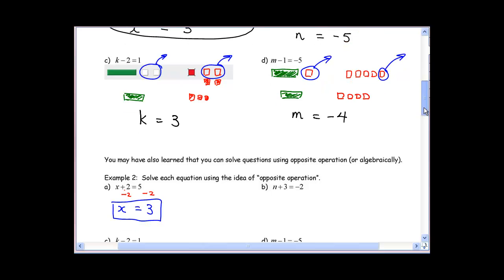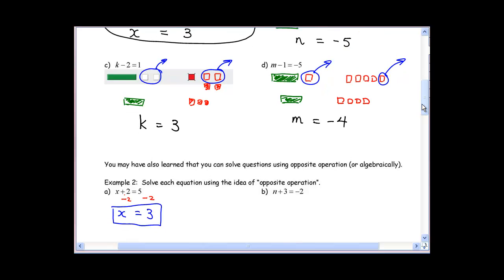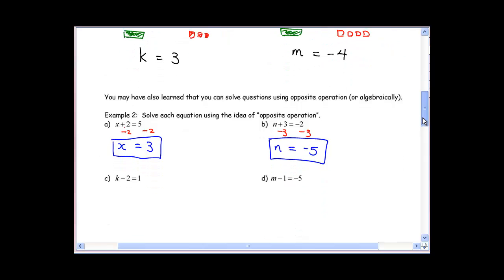So why don't you try B then? We got n plus 3 equals -2. What's the opposite operation of plus 3? You've guessed it if you said -3. So let's subtract 3 on both sides. So what do we have now? n equals, and -2 minus 3, that's -5, which is also the same answer as above. Yay! Let's do the same thing with C and D.